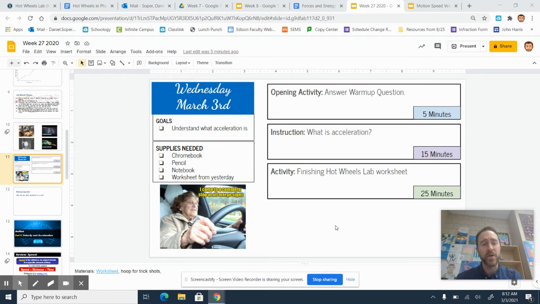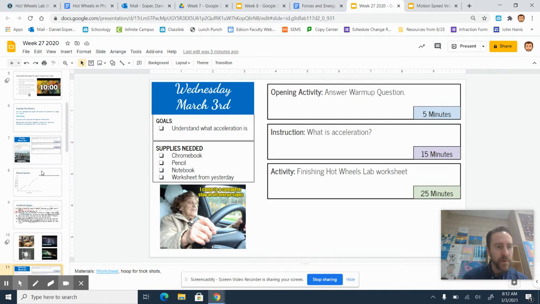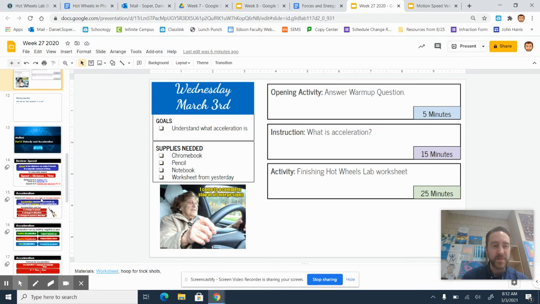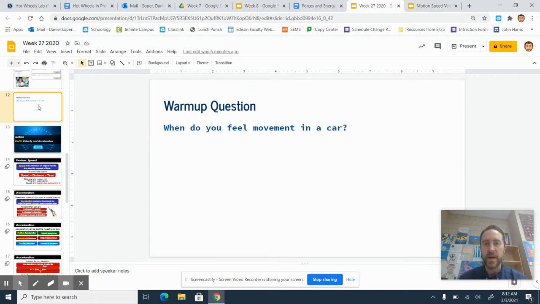If you were gone yesterday, unfortunately you missed a fun Hot Wheels lab day where we made tracks and put them up around the room and raced Hot Wheels around. I'll try and arrange it for when you come back if you missed it, and maybe you can catch up. What we did yesterday was essentially make some data tables. I gave that to you yesterday as an assignment.